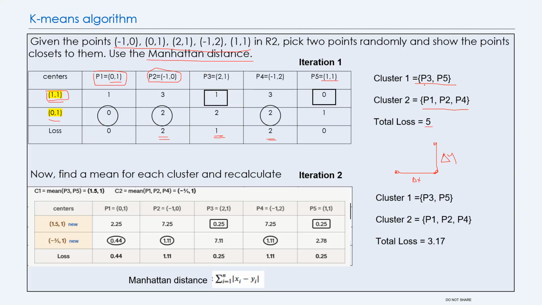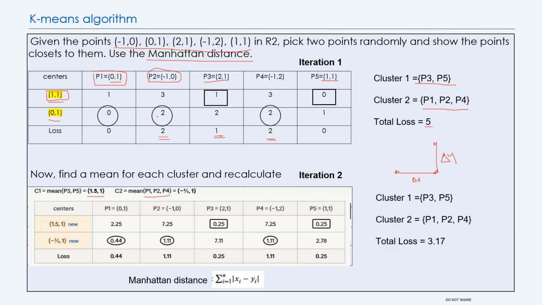For example, the cluster mean of P3, P5, the mean point is (1.5, 1). How do we get that? So we look at cluster point P3 and cluster point P5. We add the x coordinates, 2 plus 1, which is 3, divide by 2, gives you 1.5. Then we take 1 plus 1 divided by 2, gives you 1. And for this one, you have to add the 3 points of the x coordinates and the 3 points of the y coordinates and divide by 3. So that's what we do here.